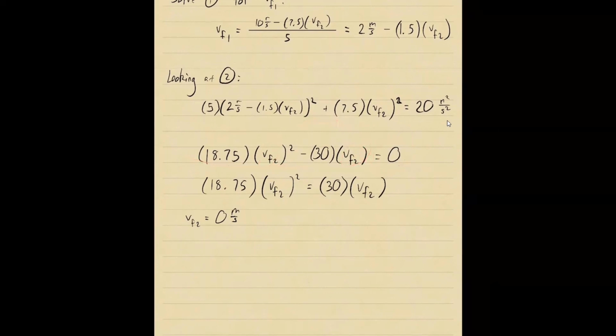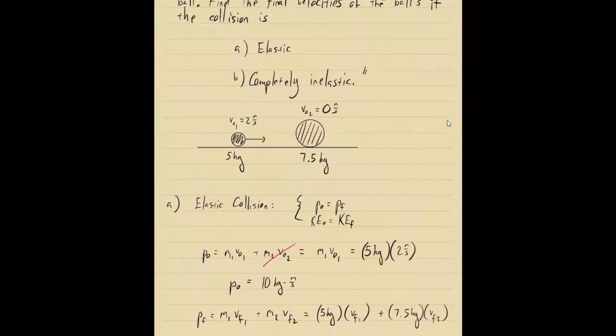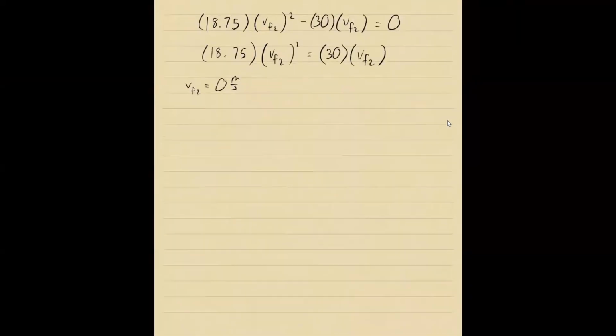But that's not valid, because if we look at our little diagram here, it doesn't make sense if our first ball comes in and hits the second ball, and the second ball doesn't move. It's not nailed in place by anything. There's no friction in our problem, so it doesn't make sense that the final velocity of this thing is 0.